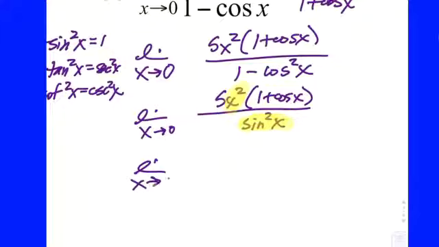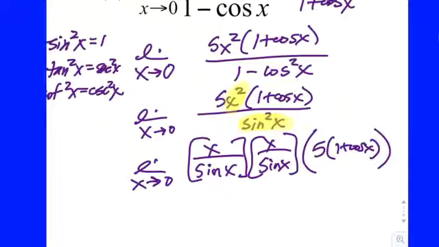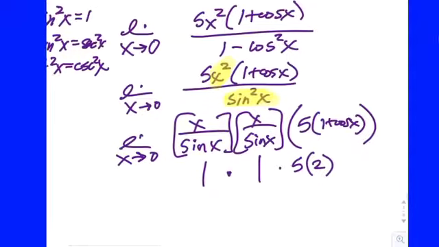So now we can split it up. We could do bad guy over bad guy, x over sine of x, and then x over sine of x. Give them each their own beefy bracket jail cell. And then who's left outside? Looks like we got a 5 times 1 plus cosine. All right, so we couldn't flip the cosine one. It gave us infinity. This time 0 is indeterminate. But now I know that I can flip the sine one, and these are still 1. So I get 1, 1, and then by direct substitution, I get 5 times what? 2. Cosine of 0 is 1, 1 plus 1 is 2, so the answer comes out to be 10.